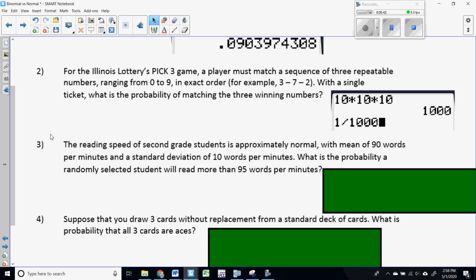The reading speed of 2nd grade students is approximately normal, with a mean of 90 words per minute and a standard deviation of 10 words per minute. What is the probability that a randomly selected student will read more than 95 words per minute?